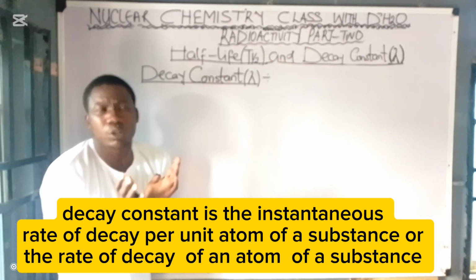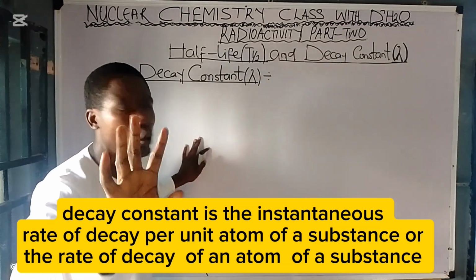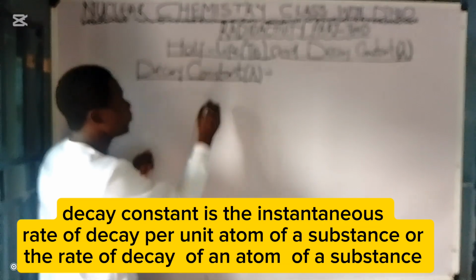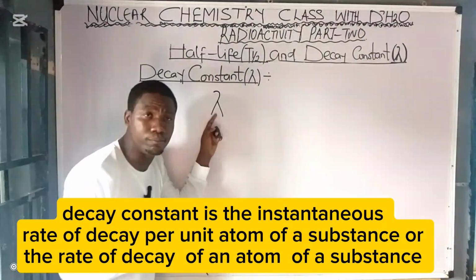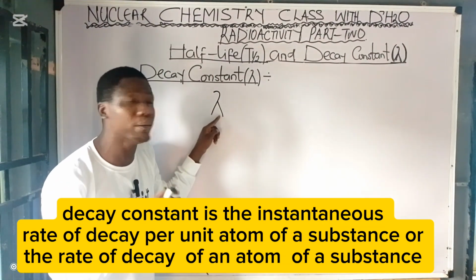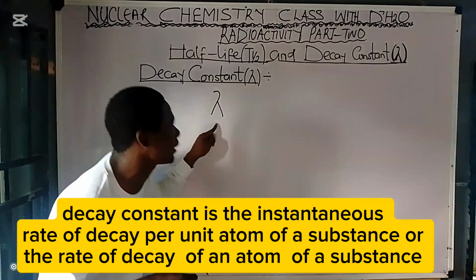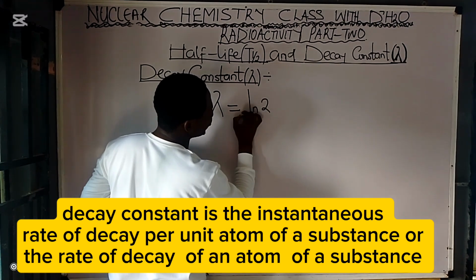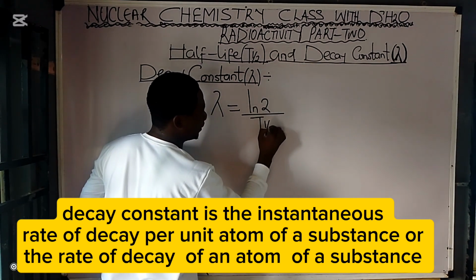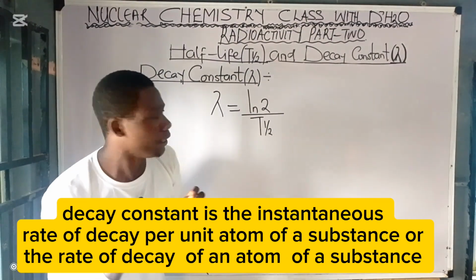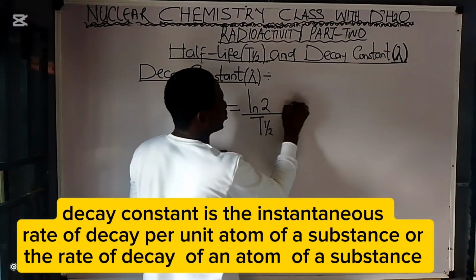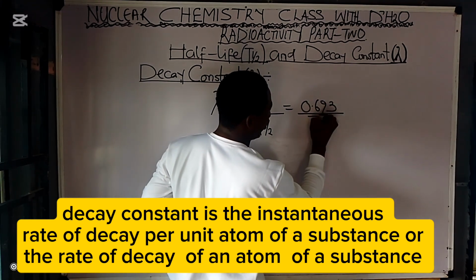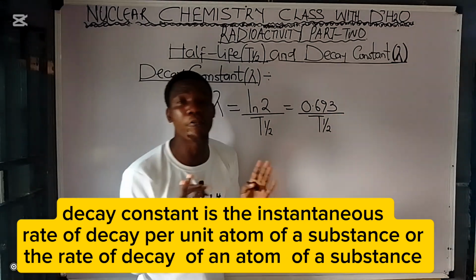Now, decay constant has two important formulas that we are going to consider in this class. What's the first formula for decay constant? Take a look at this. Decay constant, don't forget that this symbol is called lambda, which is the same as wavelength in waves. Decay constant is equal to ln 2 over half-life. Yes, this is the first formula for decay constant. Now, if you press it in your calculator, you are likely to get 0.693 over your half-life. So this is formula number 1 for decay constant.